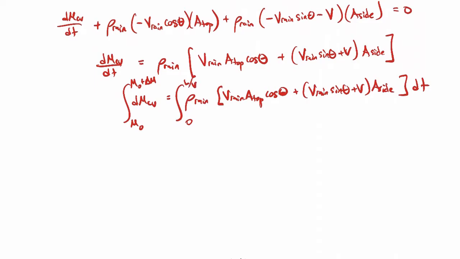All right. Well, when we evaluate the integral on the left, that's pretty straightforward. That just comes out to be delta m. And then when we evaluate the integral on the right, just keep in mind that everything in here is a constant. Density of the rain, we said, was a constant. The velocity of the rain, the angle of the rain, those are constant. Area of the top and the area of the side, we're assuming are constants. We're not contorting our body as we're moving along. And we said that we're traveling at a constant speed. So those are all constants. So this just becomes the following.